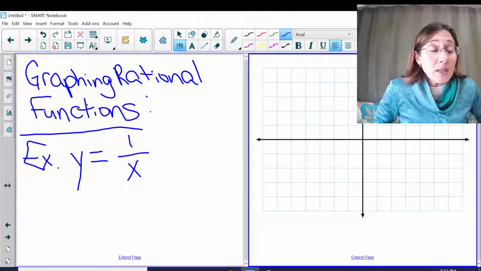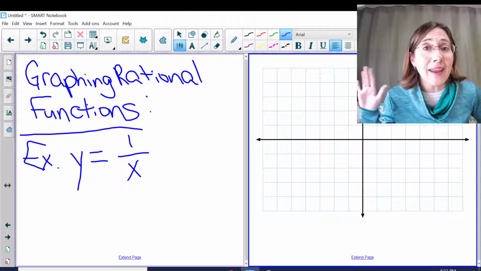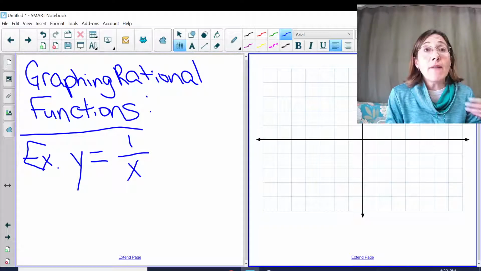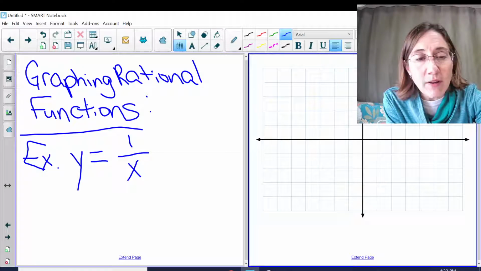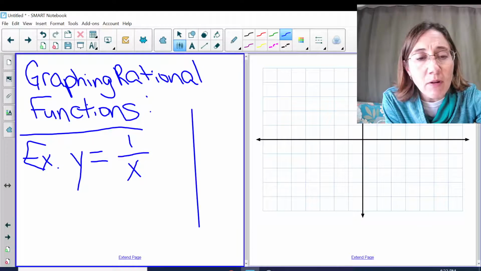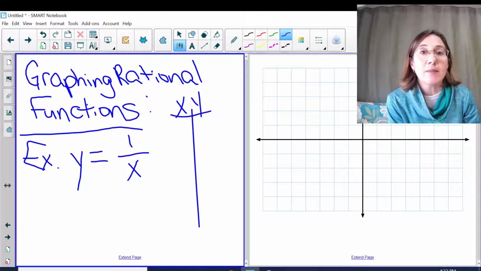So if we're going to start out with graphing a rational function, we're going to start out with the most basic one I can come up with, and that is y equals 1 over x. So whenever we encounter a new function to graph that we have no idea what it's going to look like, our overall strategy is let's just plug in some numbers and find some points.